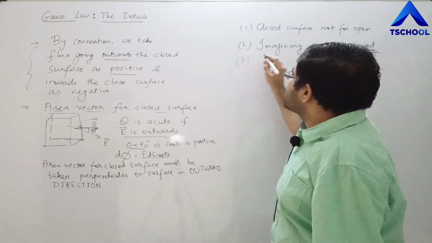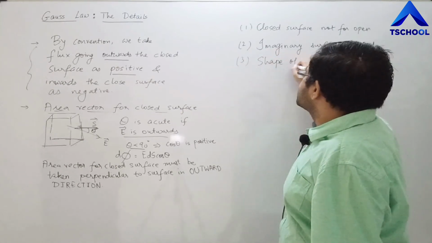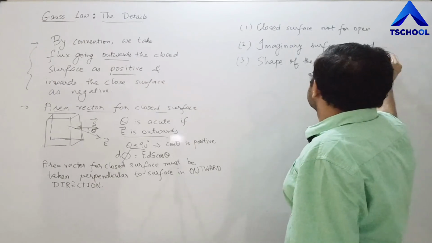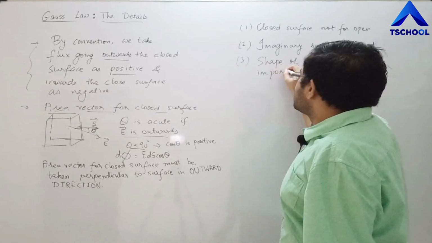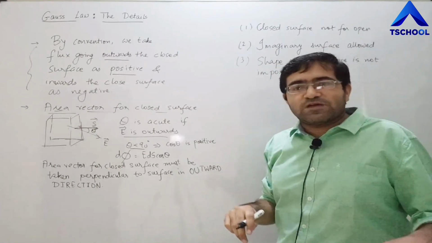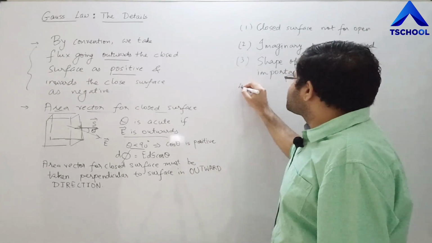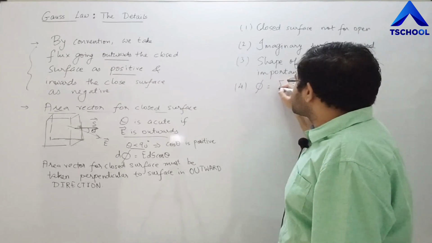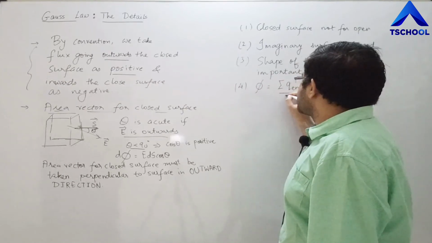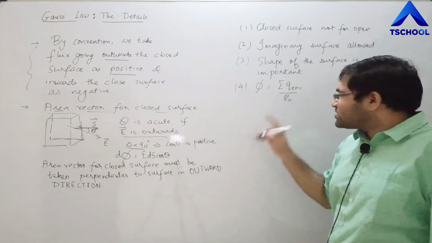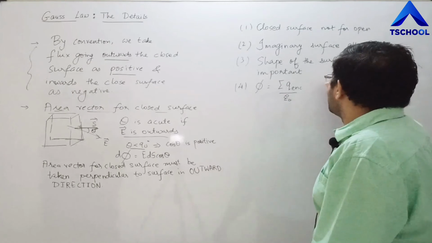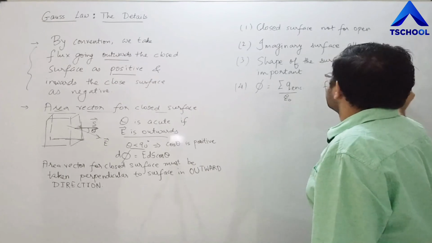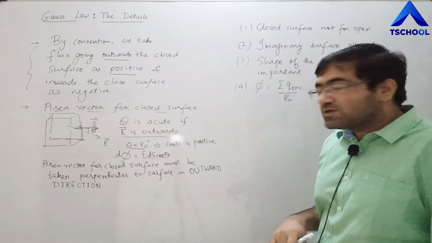That brings me to the third point. The shape of the surface is not important. That is, you can use Gauss law for a surface of any shape. Number 4, the formula itself: sigma q enclosed divided by epsilon 0 gives you the electric flux for a closed surface. Again, what kind of closed surface? That we have already defined in 1, 2 and 3.